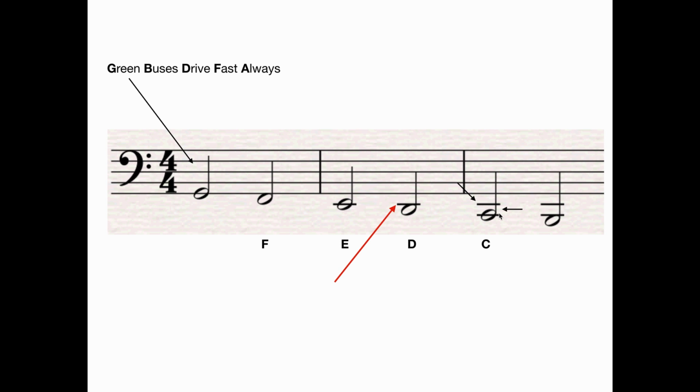And in the final example here, we know that the second ledger line below the bass clef is a C. And as this note is just below C, descending in pitch means that it must be a B.